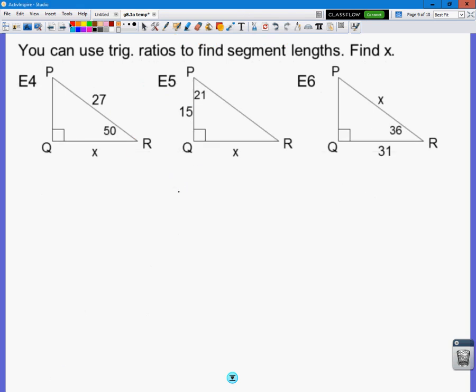What am I going to look at first? I'm going to look at the acute angle that they've given me. This is the hypotenuse. This x is what? Adjacent. Which function? This is a cosine function. The cosine of what? 50. The cosine of the angle is equal to the adjacent x over 27.